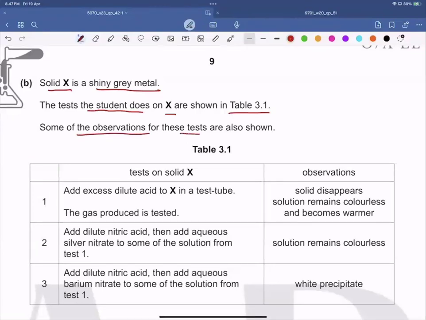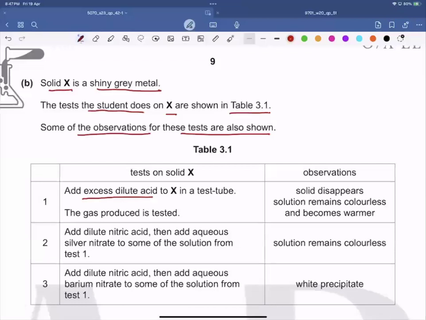Some of the observations for these tests are shown below. Add excess dilute acid to X in a test tube, and the gas produced is tested. Okay, so see, they have given you: the solid disappears, the solution remains colorless and becomes warmer. So what is the gas? Can anyone identify the gas? When a metal and acid react, which gas is formed?